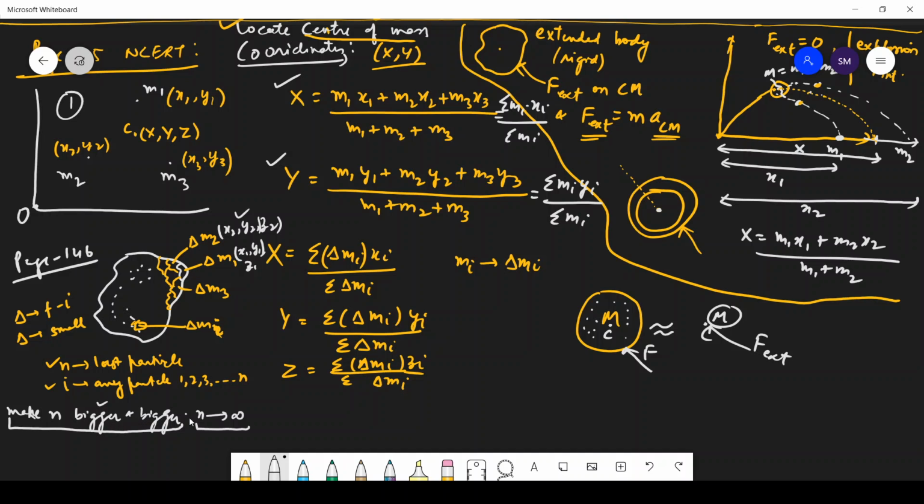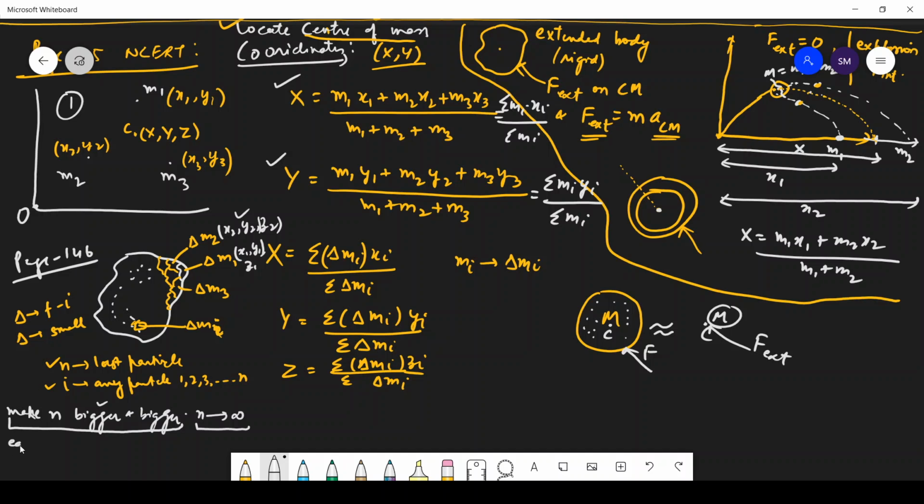So how do you write it in written expression? This is mathematical. n tends to infinity means make n bigger and bigger. And the second thing: when n becomes bigger and bigger, what was your purpose? Why are you making n bigger and bigger? So that this delta m becomes smaller and smaller. Yes? That was your purpose.